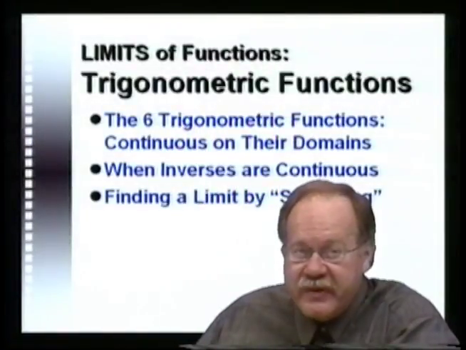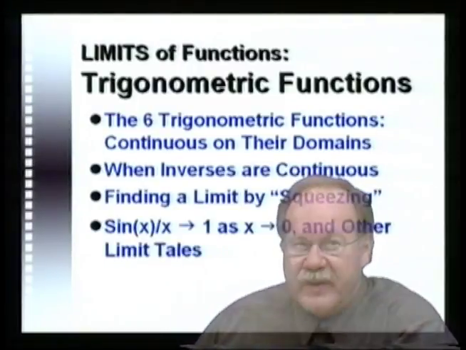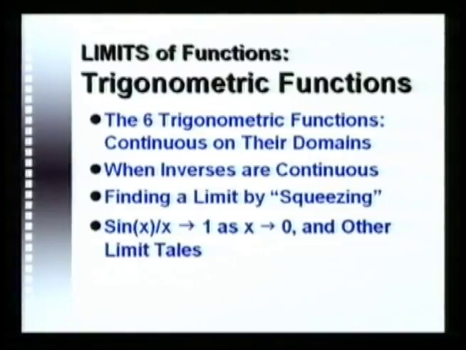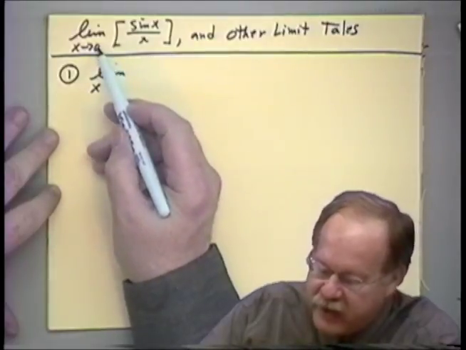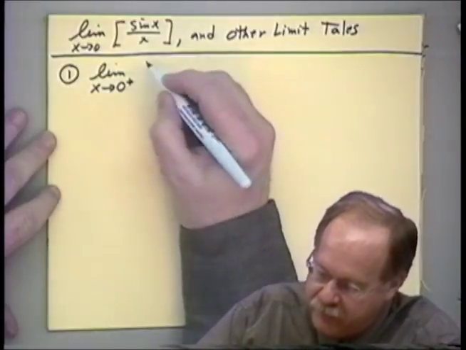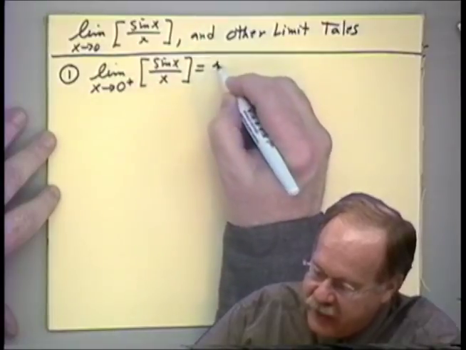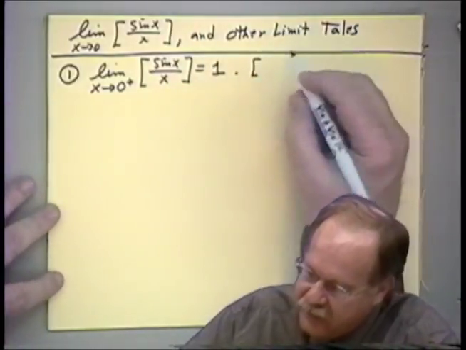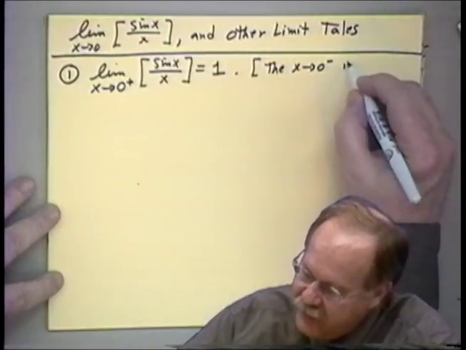Now we'll use our squeezing theorem to find a couple of very familiar limits. Sine of x over x goes to 1 as x goes to 0, and the other limit as well. So let's look at this first one. And rather than do this in complete generality, that is to say a two-sided limit, I'll just do one side: the limit as x approaches 0 from above of sine x over x. And I will show you that that equals 1.